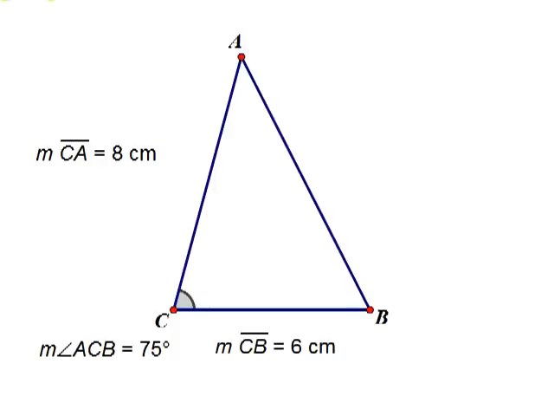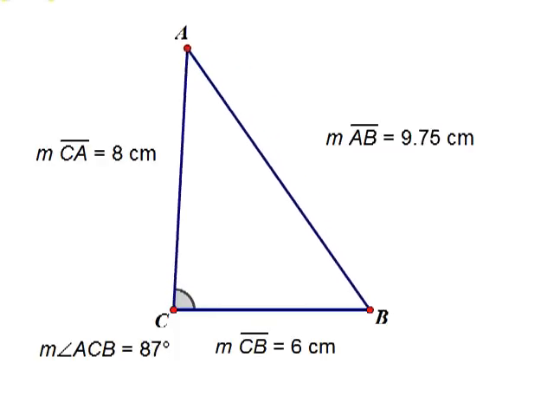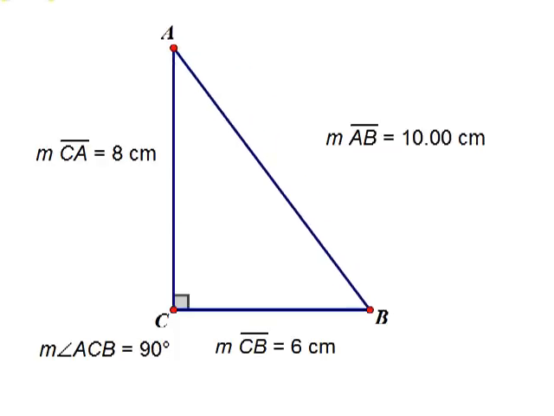And I hope you said something like that the side should be less than 10, which would be accurate. It turns out to be about 8.67. So once again, I'll leave the length up there. When the angle was 90 degrees, the side was exactly 10 because of the Pythagorean theorem.